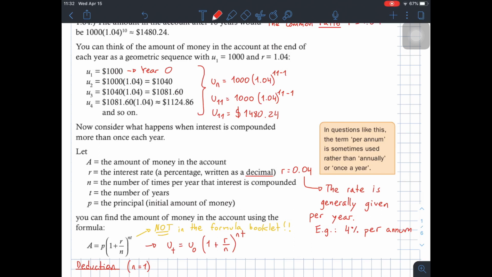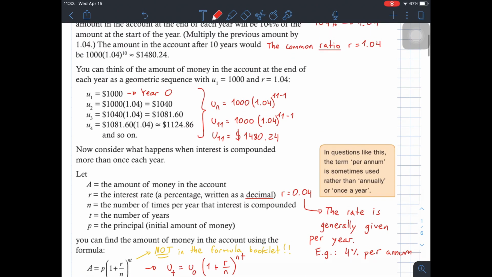So if we look at it this way, U1, the first term, is 1,000. For the end of the first year, we would have 1,000 times 1.04. We would have $1,040. Then for the end of the second year, or the start of the third year, we would have U2, which will be the previous number we got here, times the common ratio, which is 1.04, and so on, okay?